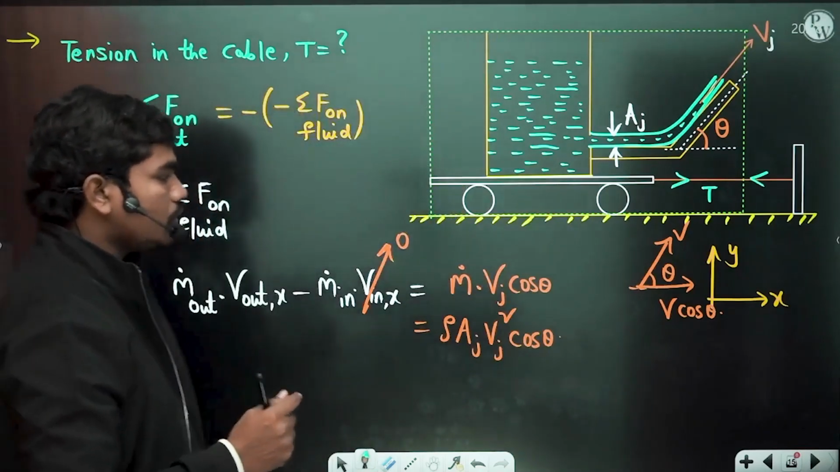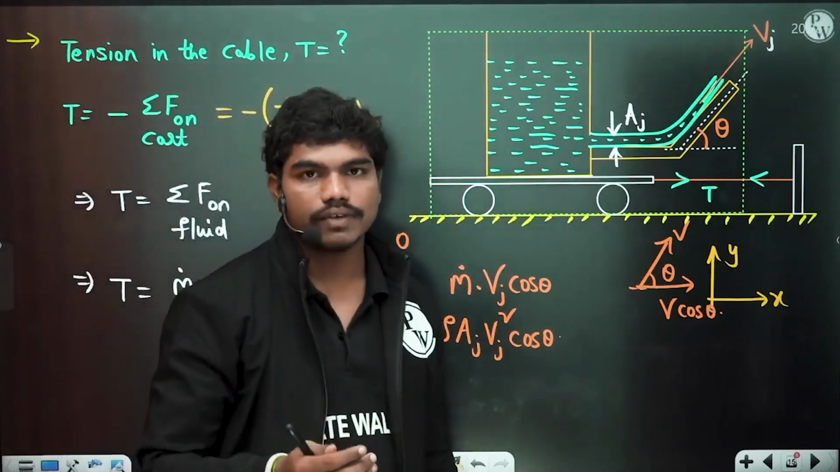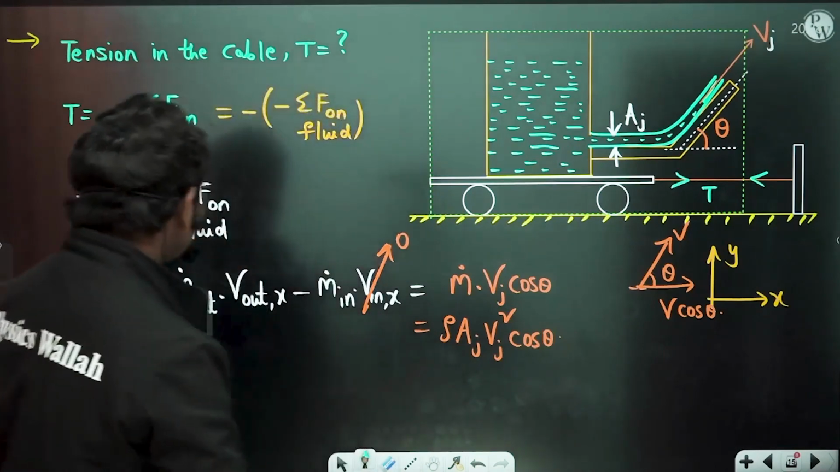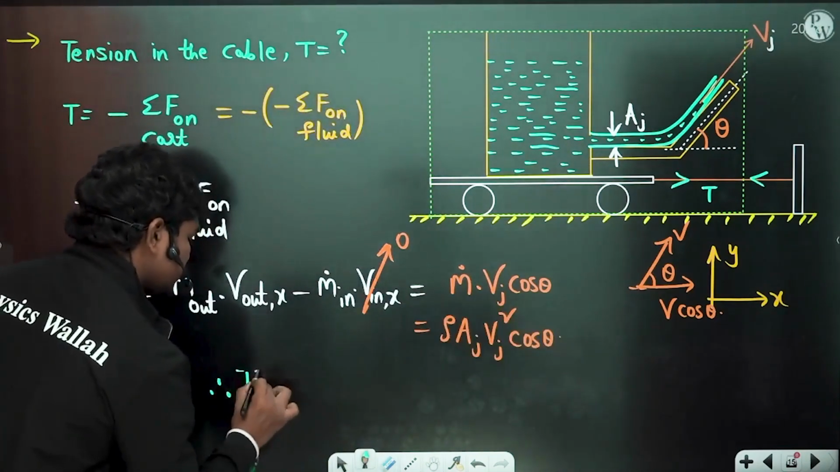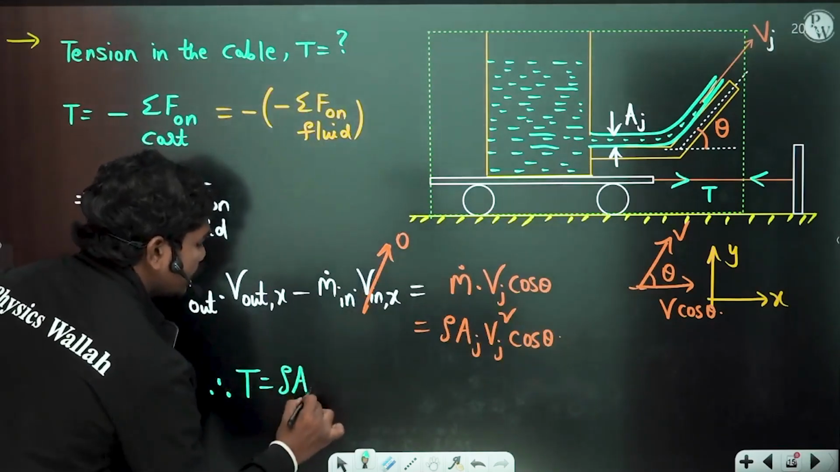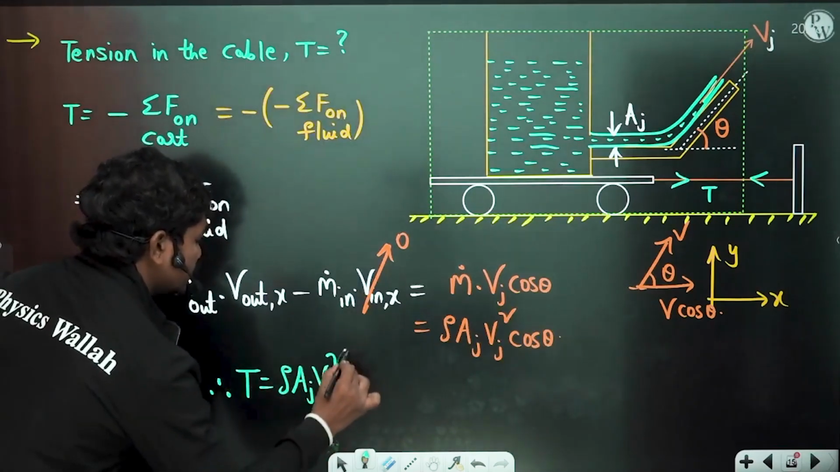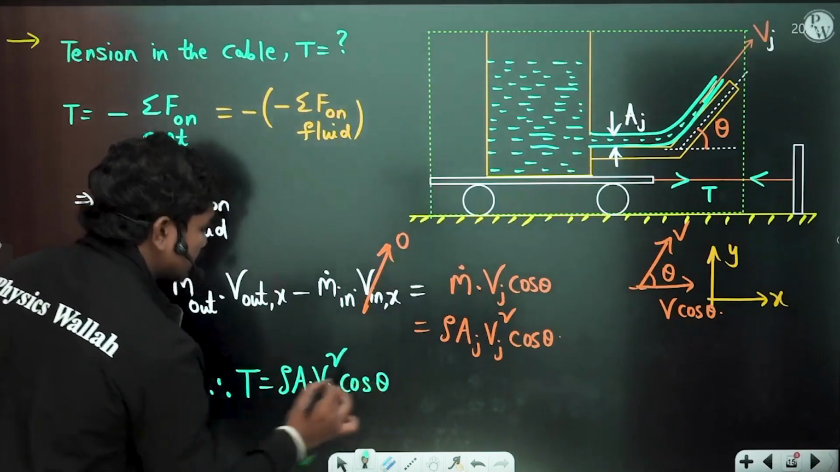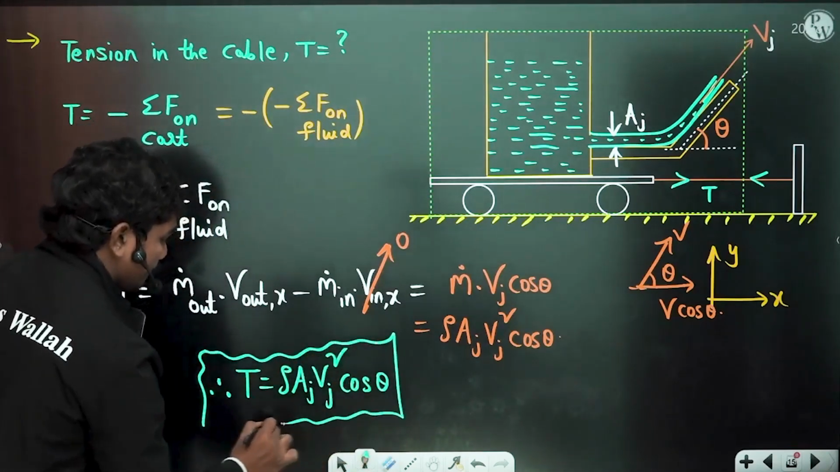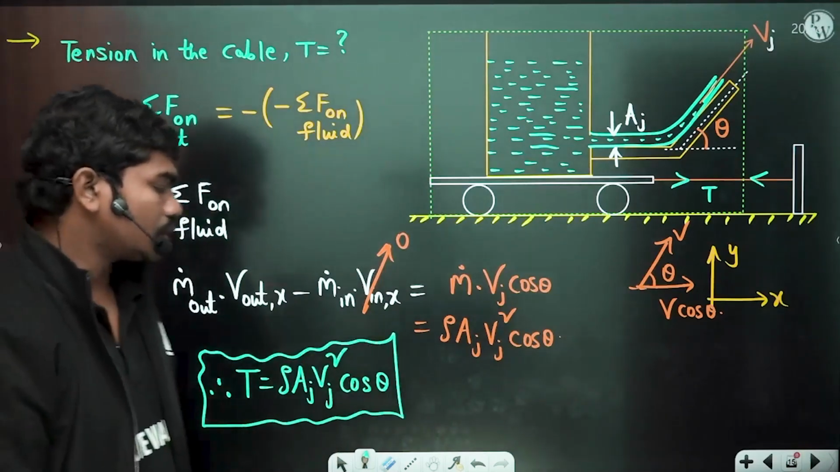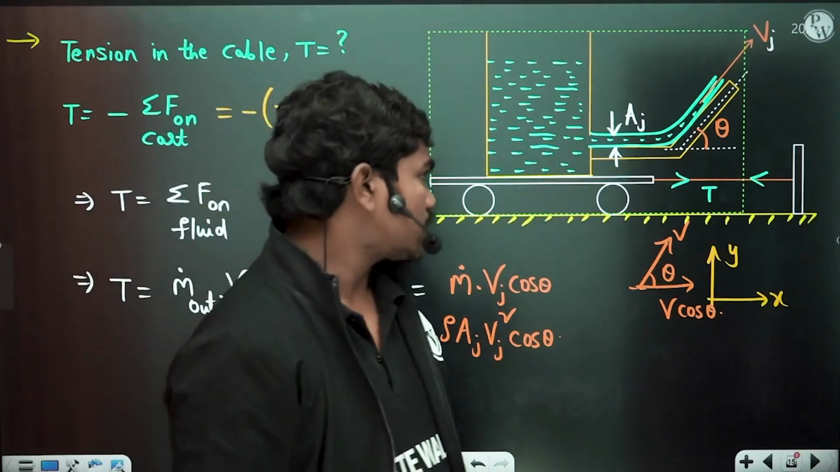So rho aj Vj square cos theta is the value in this case. Therefore, the tension in the cable is equal to rho aj Vj square cos theta. That is the tension that actually lies in the cable. Clear? So that's how we have the things.